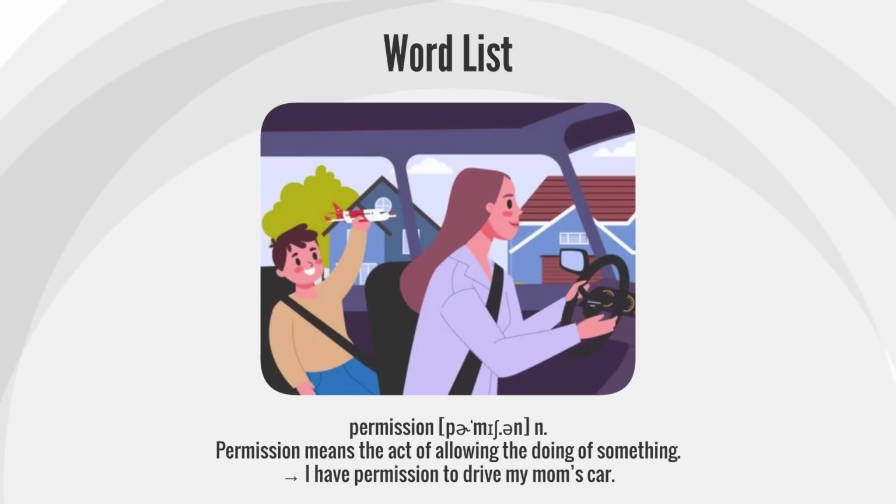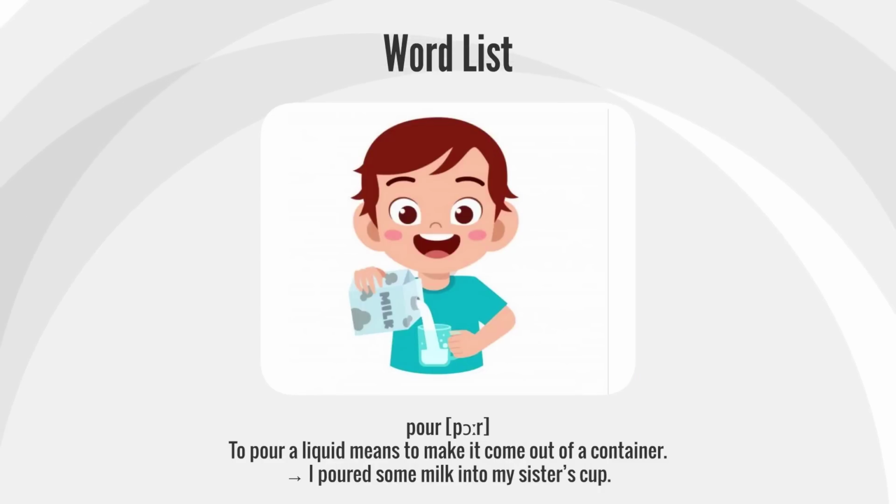Permission. Permission means the act of allowing the doing of something. I have permission to drive my mom's car. Pour. To pour a liquid means to make it come out of a container. I poured some milk into my sister's cup.